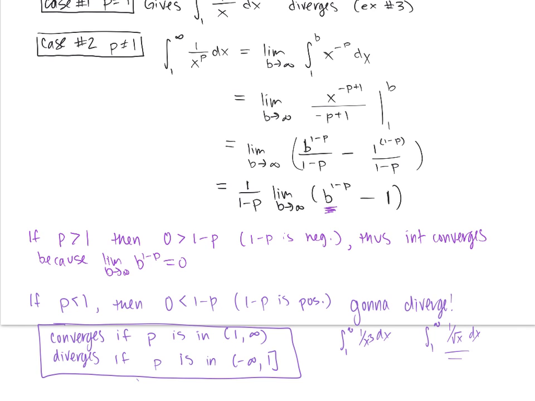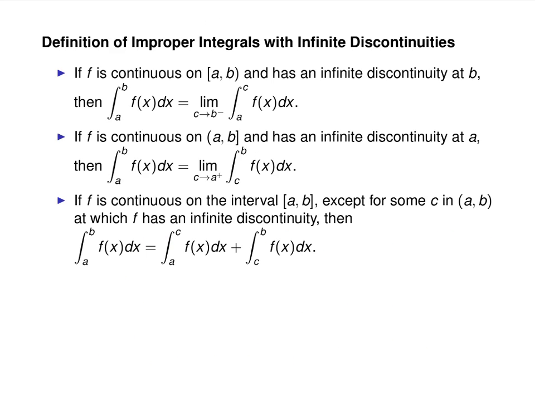Okay. So those are all of the general introduction to the ones where you have infinite bounds. Another case that we have are things where you have infinite discontinuities. And I think that this is best explained with an example. An infinite discontinuity is a vertical asymptote.